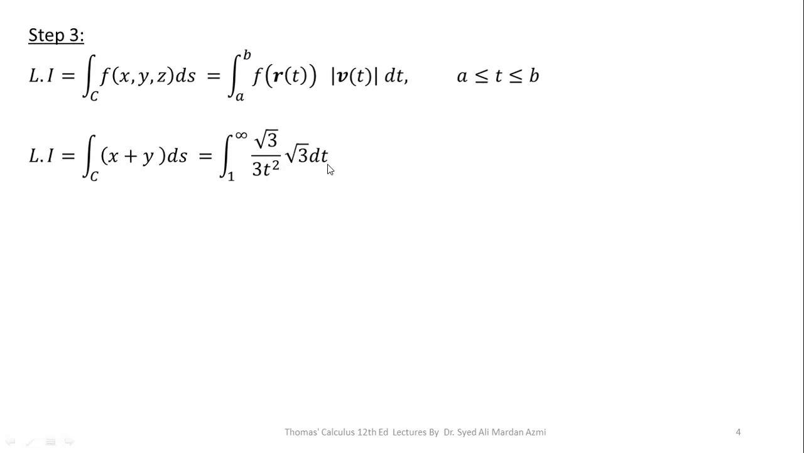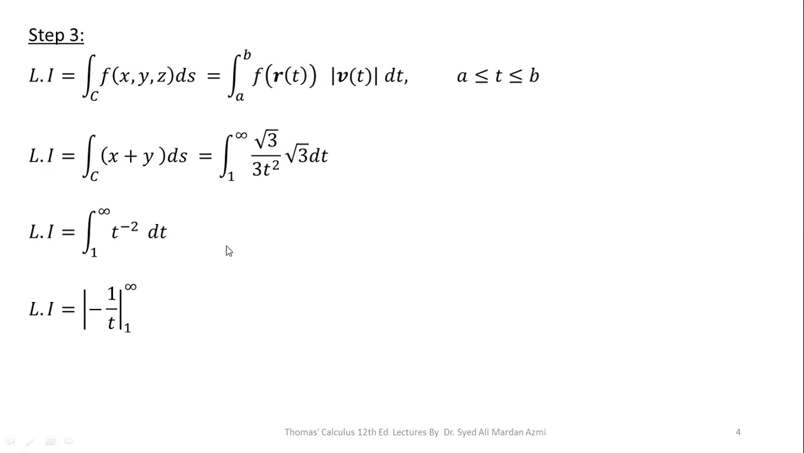In the next step, we will evaluate this integral. Square root of 3 into square root of 3 is 3, and 3 and 3 will be cancelled out. So I have 1 over t square, and I can write t square as t raised to power minus 2 so that I can perform the integration. In the next step, integrating t raised to power minus 2 with the power formula, I got t raised to power minus 2 plus 1 over minus 2 plus 1. So its answer is minus 1 over t.